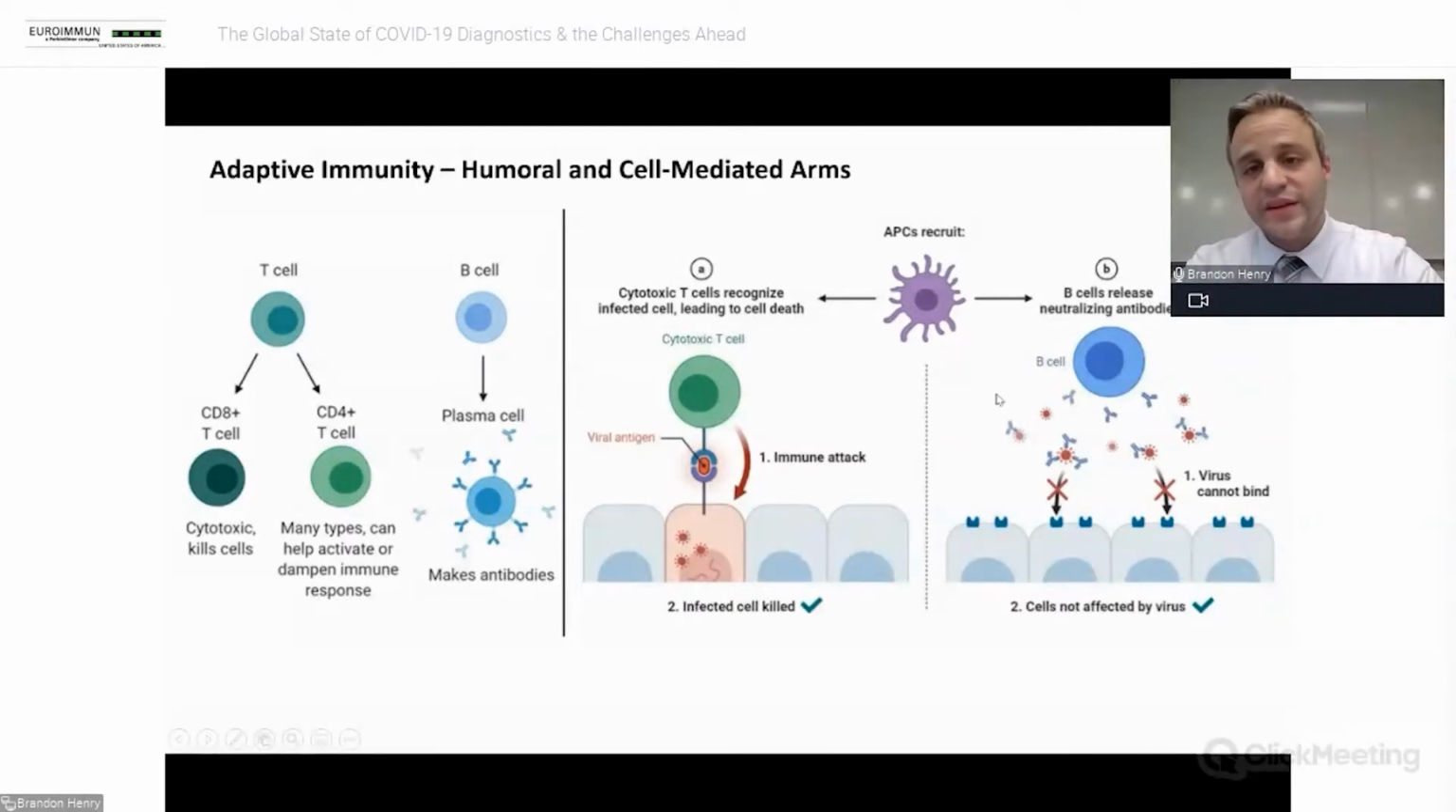Here we can see on the right side of the panel, we have an antigen-presenting cell. Right, these are the cells that will go to these lymphocytes and say, hey, I found this spike protein, or I found this part of the virus, do something about it. All right, and the cytotoxic T cells will then go around, try to identify infected cells, and they'll attack and kill those infected cells. And it'll also tell B cells, hey, start releasing that neutralizing antibody, right, so that the virus can't bind and infect any more cells.